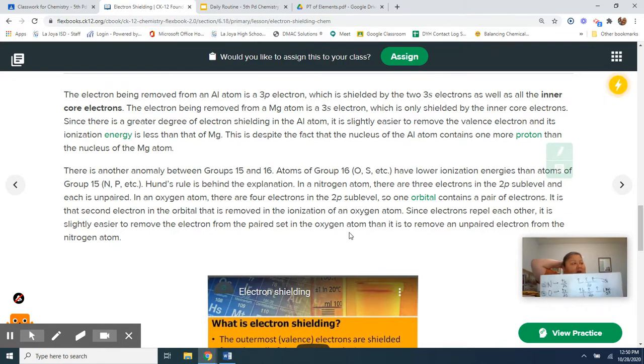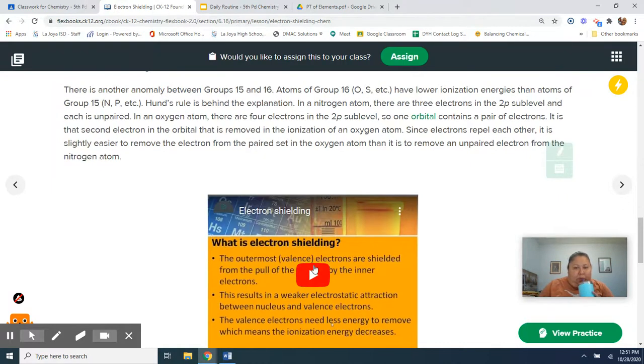Okay? All it is, is that this electron right here pushes this one out. This one pushes this one out, making low ionization energy for that group. That's it. Let's watch the video and we're done.